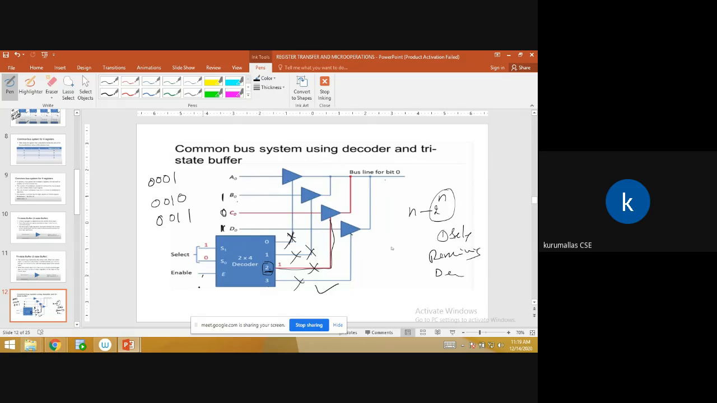So the enable input, if it is 1, only then this process is going on here. If it is 0, irrespective of this input, it will not generate anything, which means high impedance.